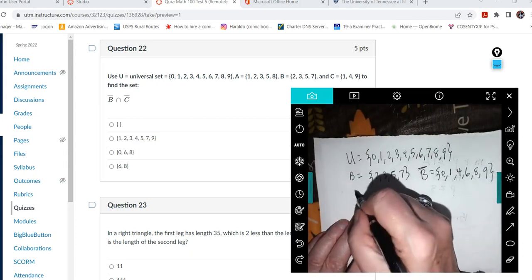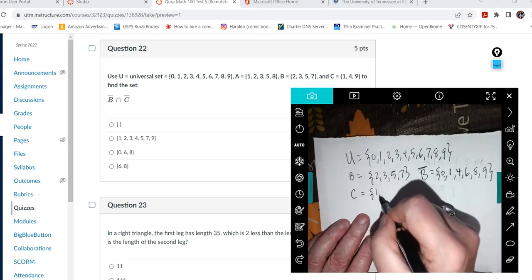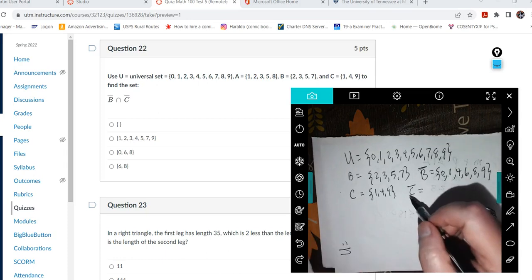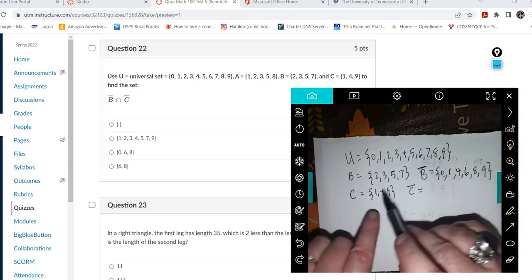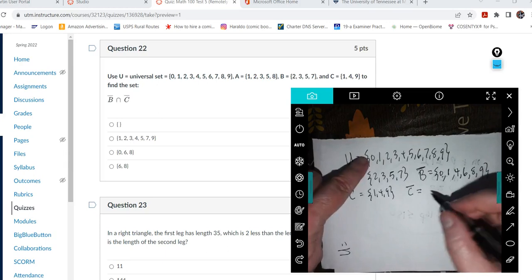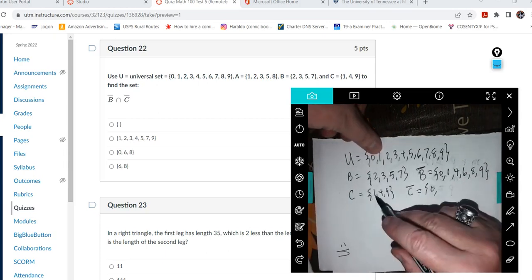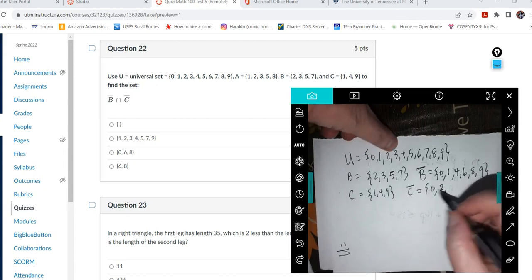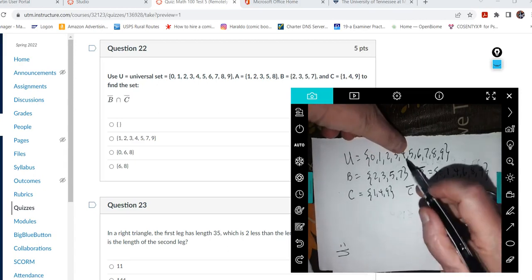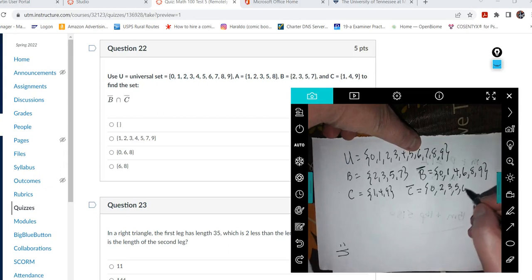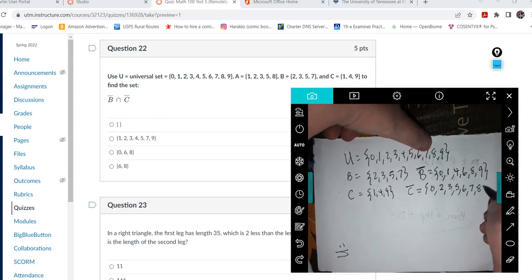Okay, now let's write down C. And now let's get C complement. The complement of C is everything in the universal set that is not in C. So 0 is not in C, so it's in the complement. 1 is in C. 2 is going to be in the complement. 3 is going to be in the complement. 4 is already in C. 5 will be in the complement. 6 will be in the complement. 7 will be in the complement. And 8 will be in the complement.